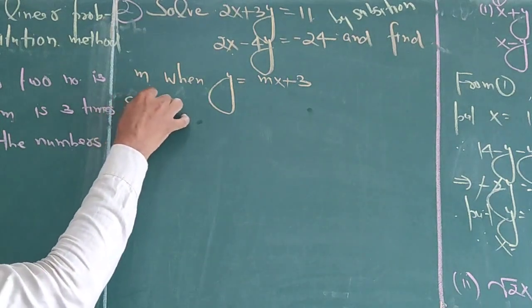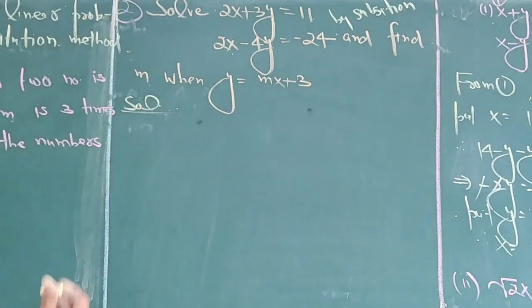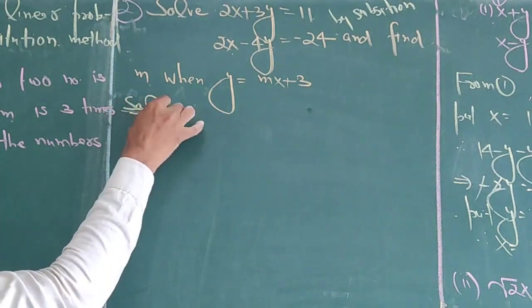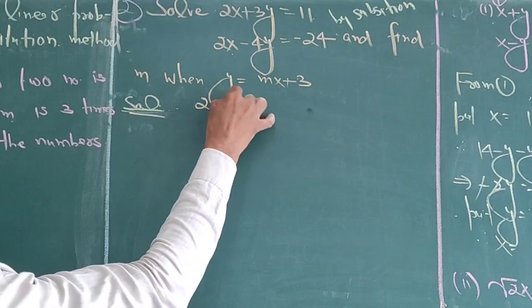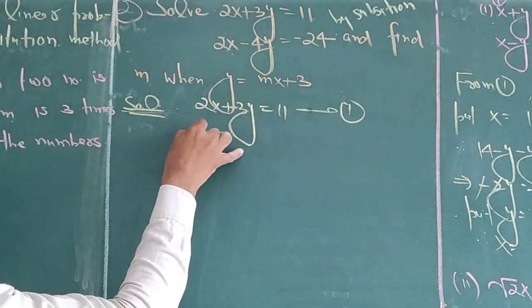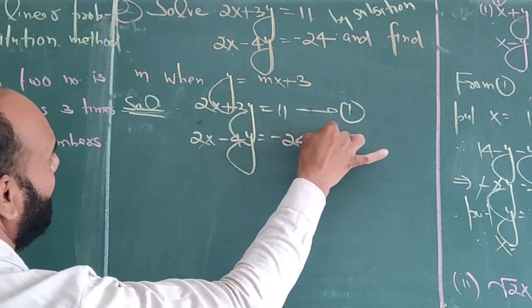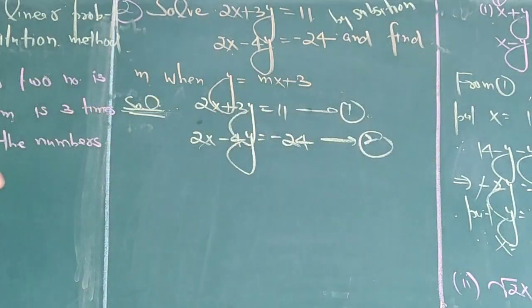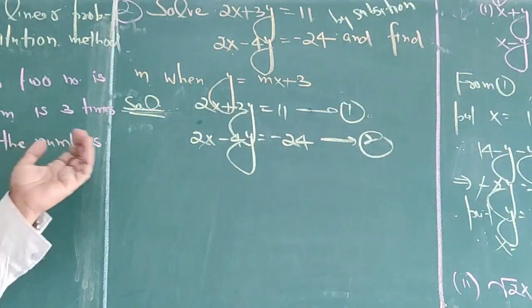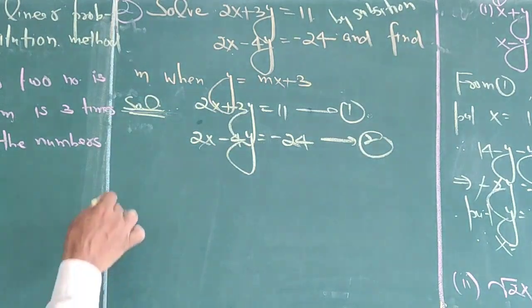This is a very important question and is often asked in board exams. The first equation is 2x plus 3y is equal to 11. This is equation number 1, and 2x minus 4y is equal to minus 24. This is equation number 2. So we solve it by substitution method, and according to substitution method, if we find x or y from equation 1, then we put it in equation number 2.